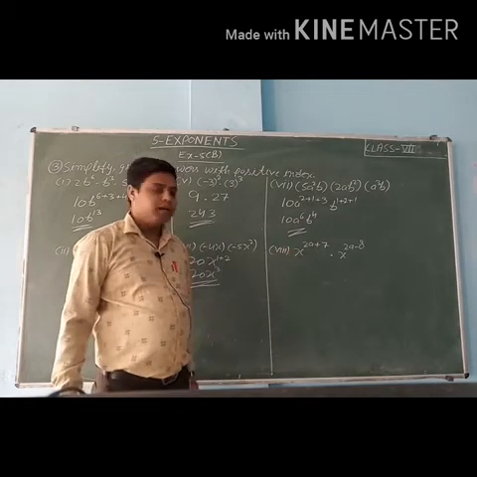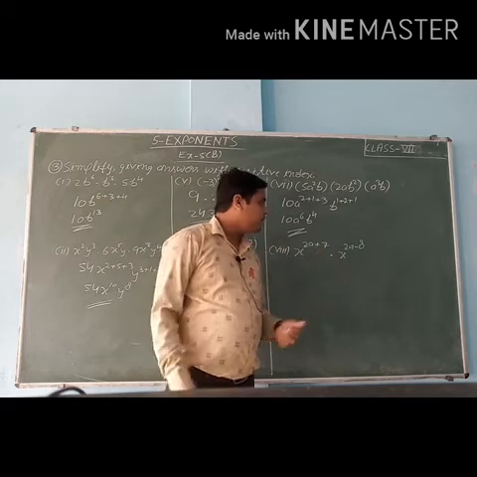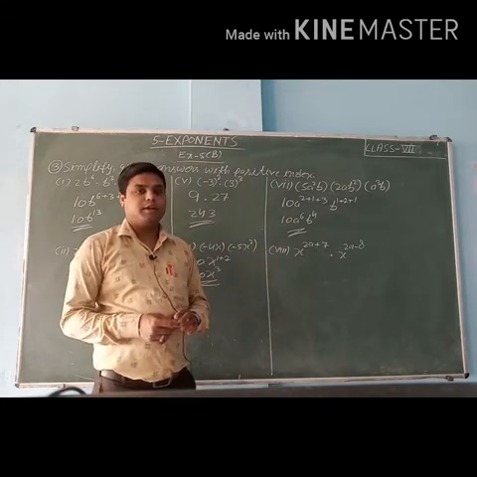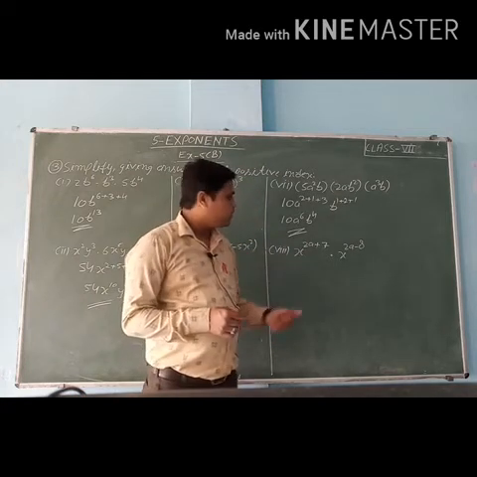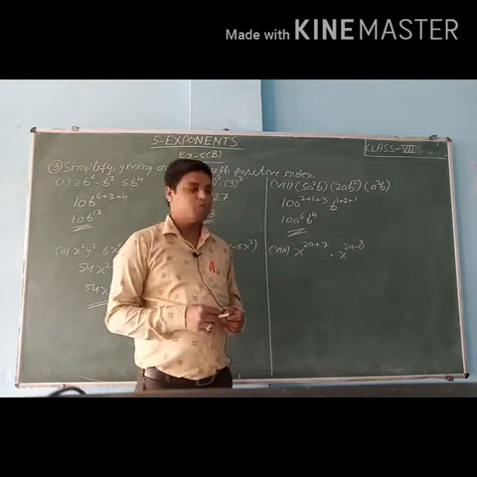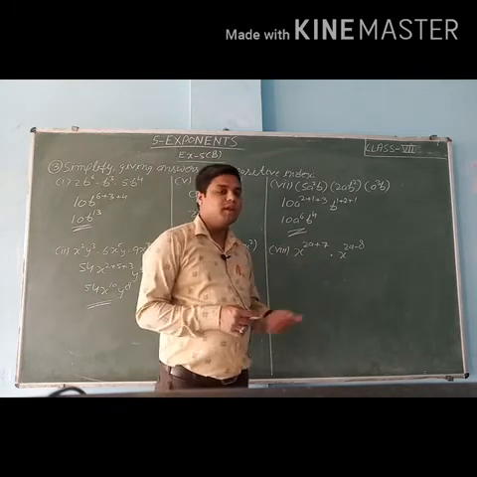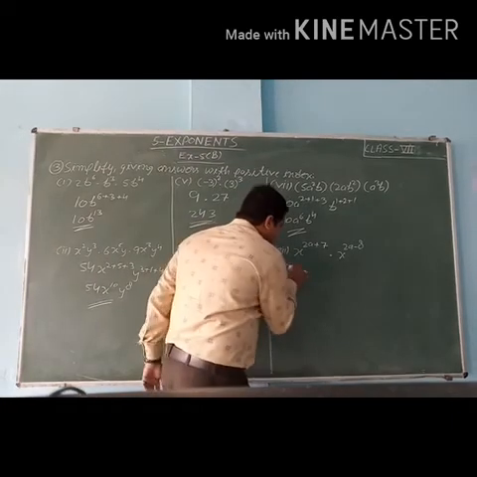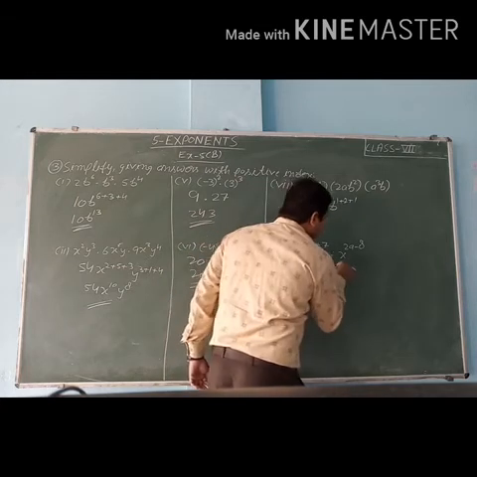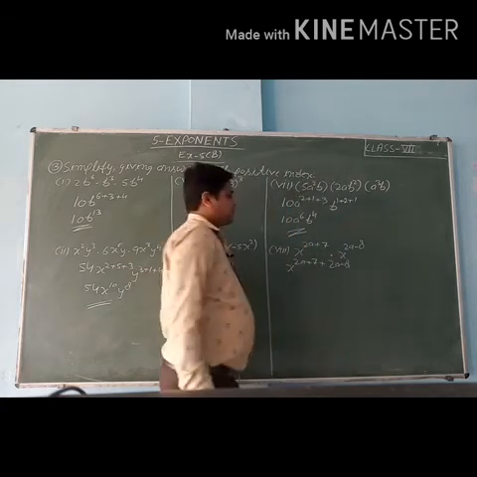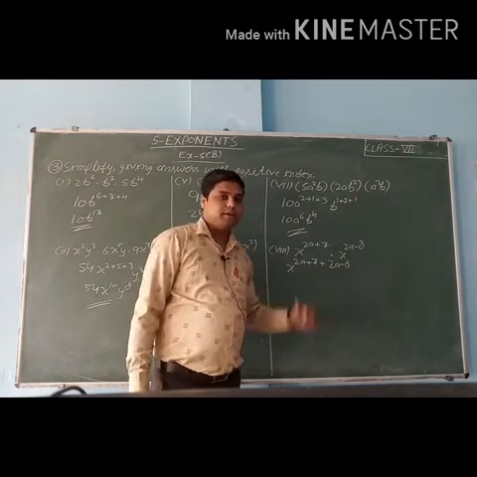Move to the eighth part. x raised to the power 2a plus 7 multiply x raised to the power 2a minus 8. So student, you can see now power is having two terms, 2a plus 7, binomial expression. Bases are same, so we will add the powers. So x raised to the power 2a plus 7, then plus sign 2a minus 8.